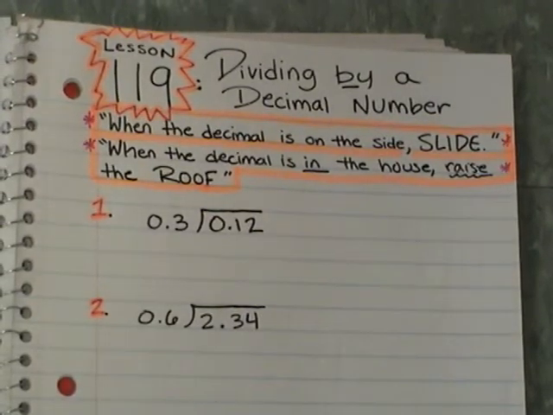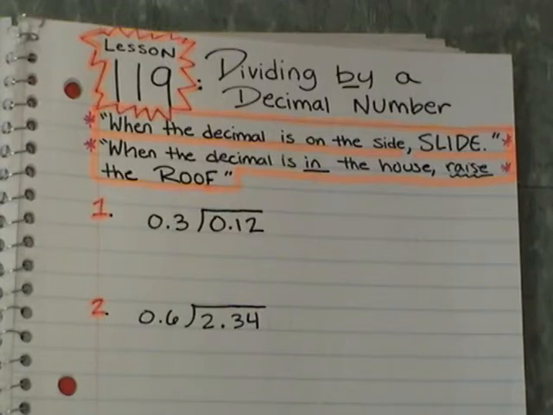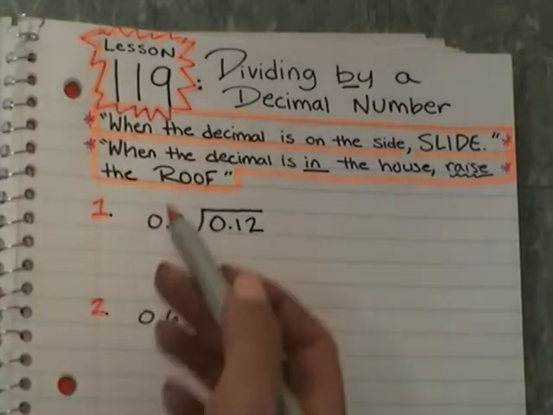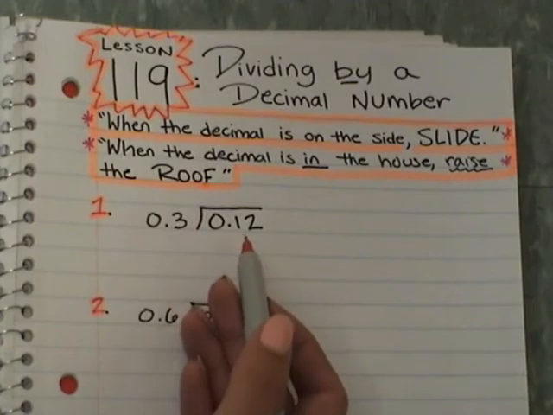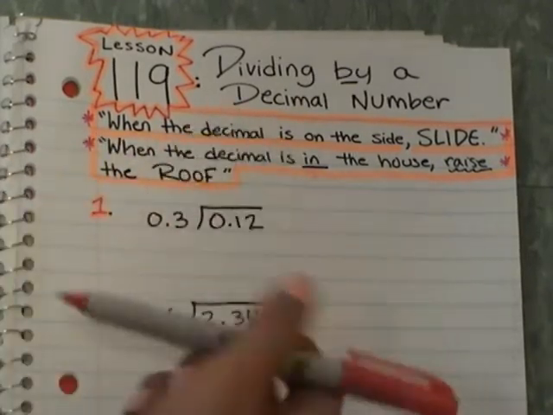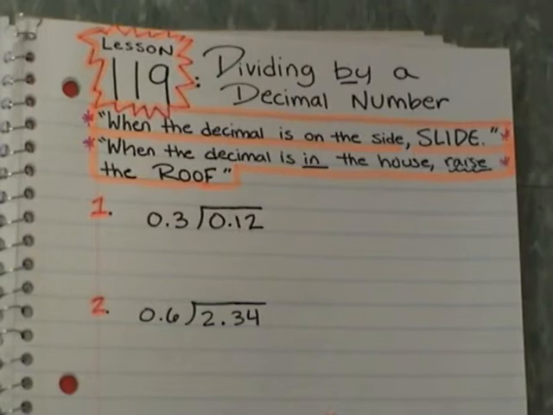Alright, so tonight's lesson is lesson 119, and we are dividing by a decimal number. If you look at our problems down here, you'll notice that we have a decimal outside and inside. I wrote down these two sayings at the top, and one of them you already know, the bottom one. It says, when the decimal is in the house, raise the roof.